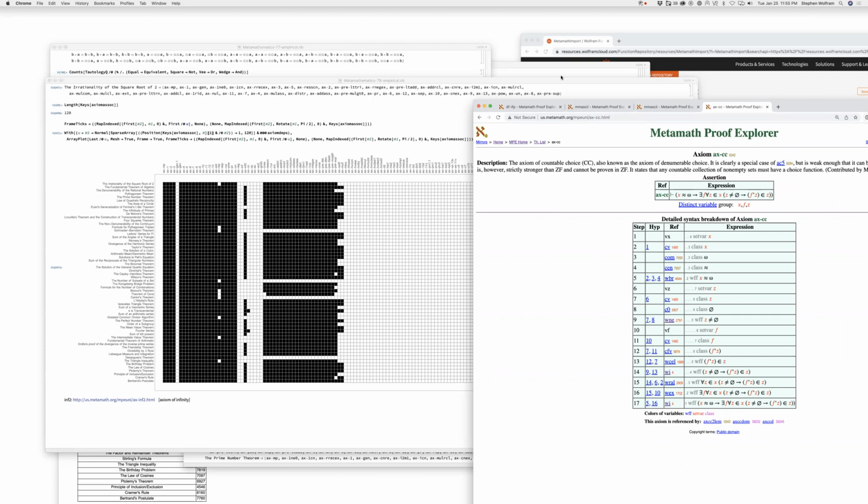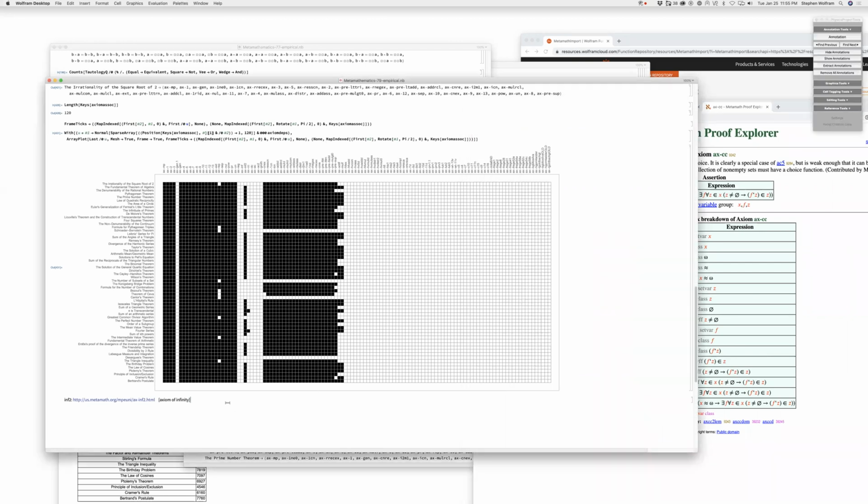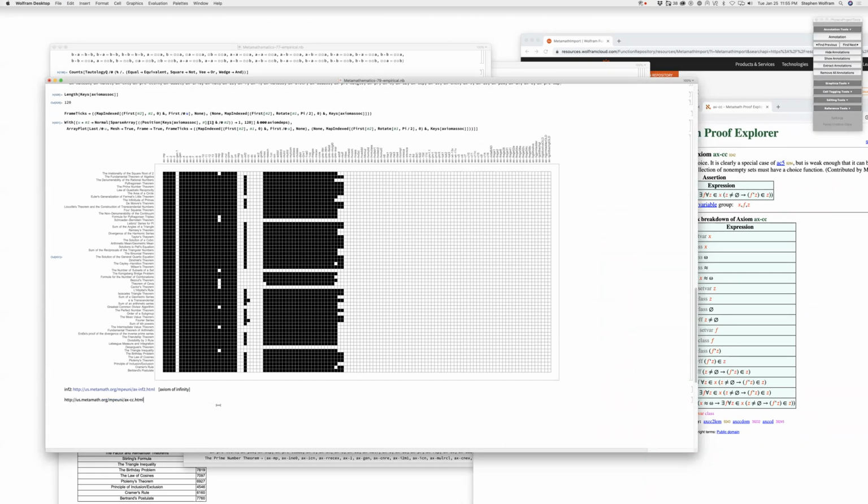Countable choice. CC is countable choice. I don't even know what that is. Okay. What is this one here? Axiom. Is that AX rep? Yes.